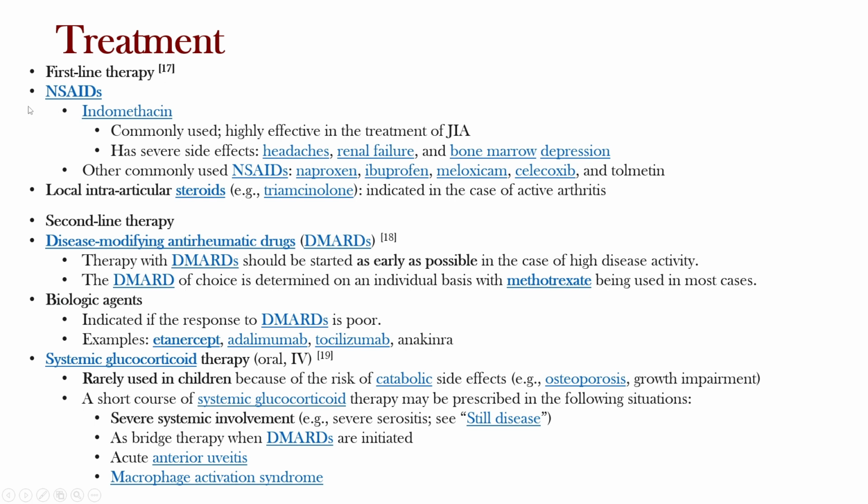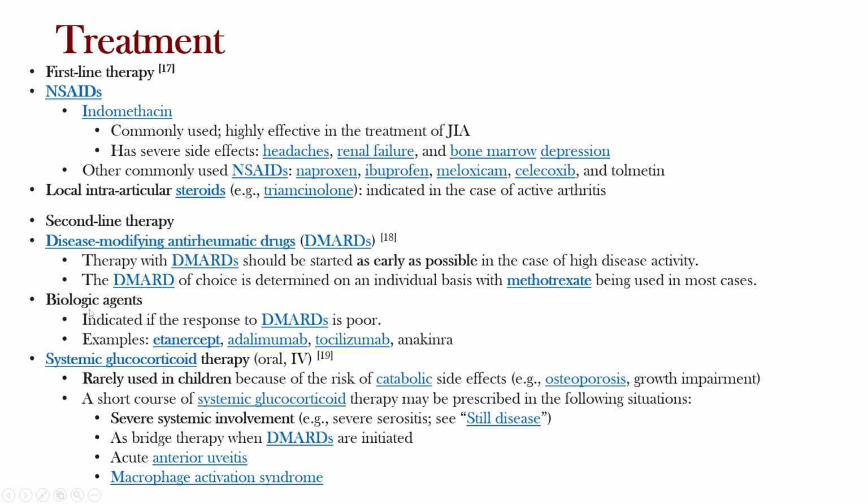The treatment. The first line of therapy is NSAIDs. They are highly effective in the treatment of it, and we can use local intra-articular steroids, which are indicated in some cases of active arthritis. As second-line treatment, we will use DMARDs like methotrexate. We should start it as early as possible.